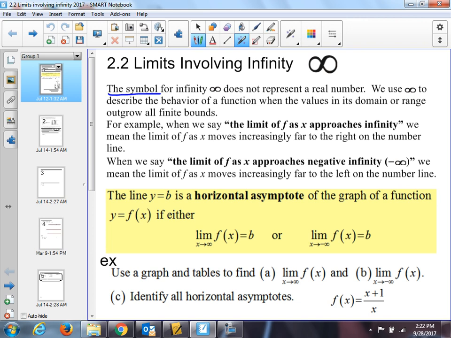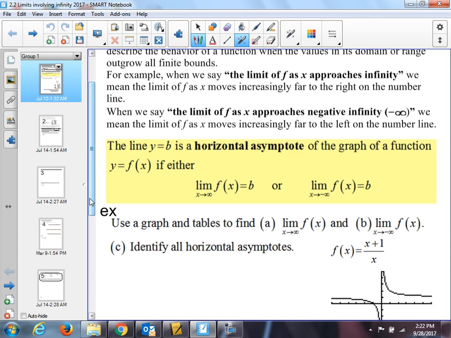A few things here. First of all, the symbol for infinity does not represent an actual number. We use that symbol, infinity, to describe the behavior of a function when the values in its domain or range outgrow all finite values. Finite meaning countable. It goes on forever and a day. Well, that doesn't even make sense, but people say forever and a day. It's forever. It increases without end.